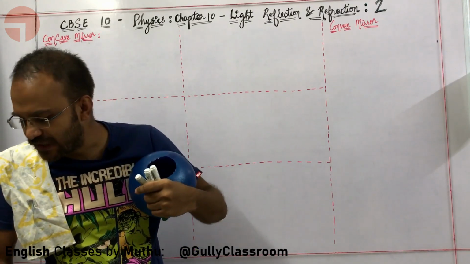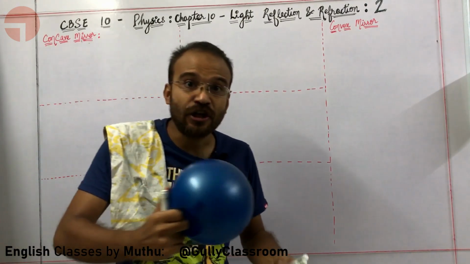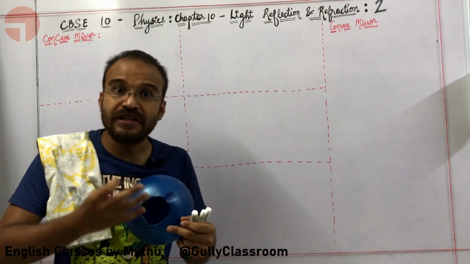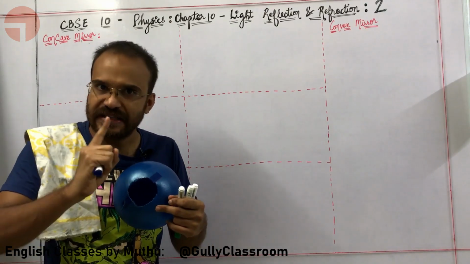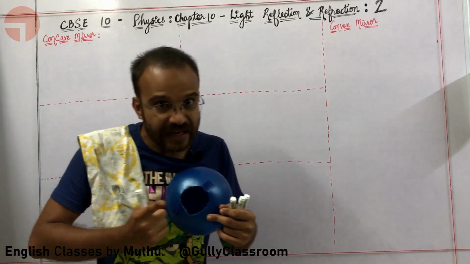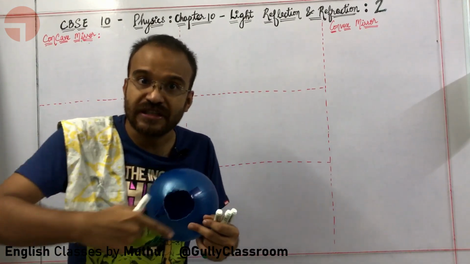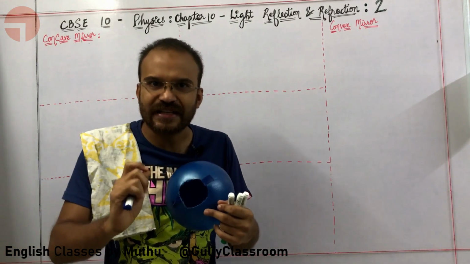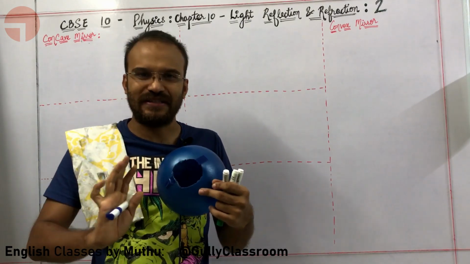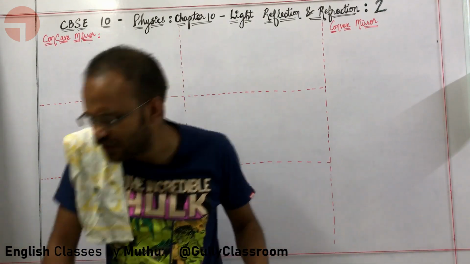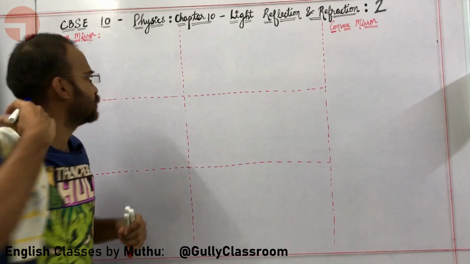Okay, what then, sir? The center of the sphere from which the mirror is cut is called the center of curvature. The radius of the sphere from which the mirror is cut is called the radius of curvature. Okay, sir. Kindly draw this and show me.